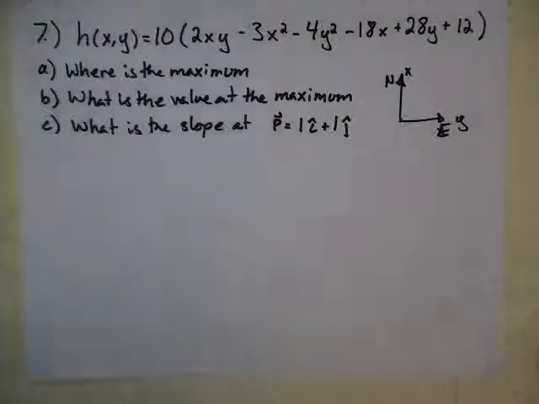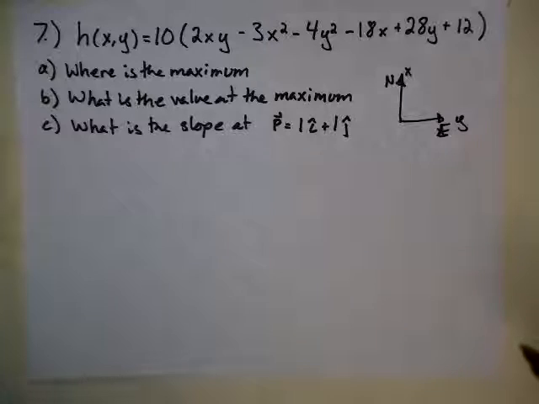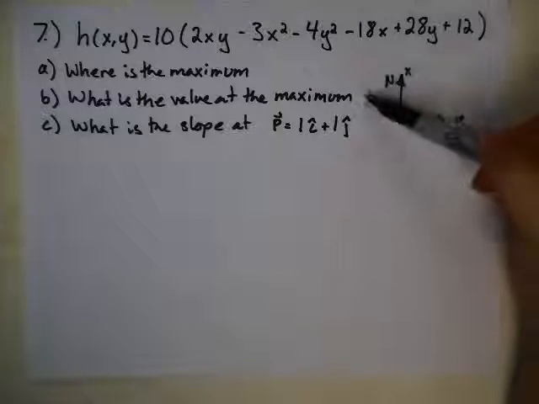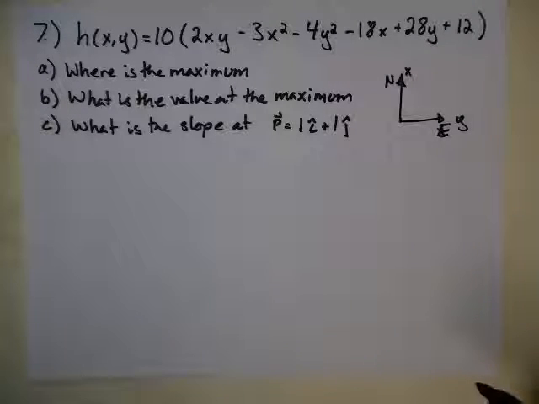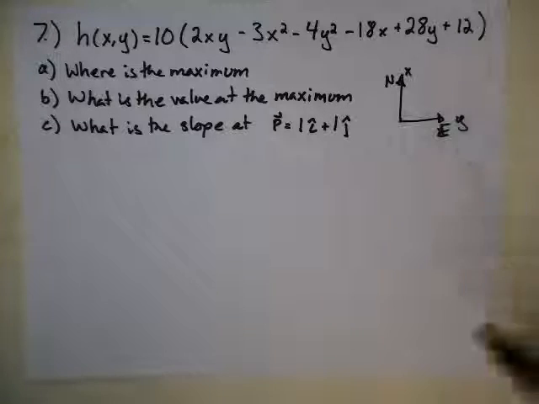Going forward, it asks further questions of where is the top of the hill. That translates to where is the maximum. How high is the hill? Translate what is the value at the maximum. And how steep is the slope at a point 1 mile east, 1 mile north? Or what is the slope at the point p, i hat plus j hat?